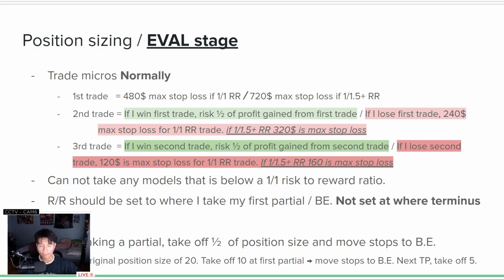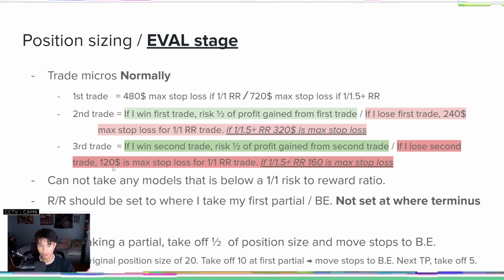But let's say I lose my first trade. If I lose my first trade, my second trade, if I do take it, will be a little bit different. I'm going to be risking $240 as my maximum stop loss if it's a 1-to-1 risk to reward. But if it's a 1 to 1.5 or higher risk to reward, then $320 will be my maximum stop loss. Like I said, the numbers gradually get smaller as I go from my first to second to third.